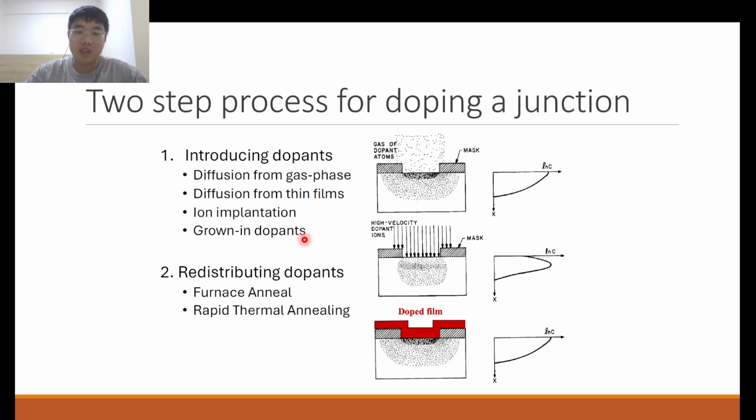And the last way, which is grown-in dopants, is quite common nowadays in advanced semiconductor technology nodes, especially with your FinFET architecture. It is quite widely known that grown-in doping is a method used quite commonly to dope certain areas of the FinFET architecture. For the second step, redistributing dopants, normally we do it using a furnace, or sometimes, as I explain later, we need rapid annealing, and we use a rapid thermal annealing setup, which normally consists of heating by halogen lamps. We'll cover that later on.